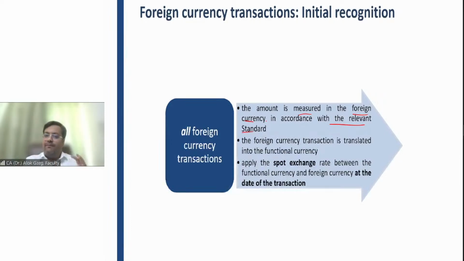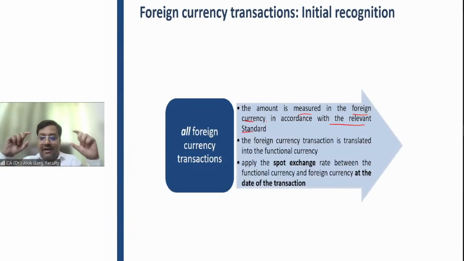So inventory account debit to trade payable. This entry is not given by Ind AS 21. Ind AS 21 has told that first of all you have to pass an entry. What entry you will pass as per the respective standard? Inventory account debit to foreign supplier account 1 lakh US dollar. But our books are in INR. So now we need to convert 1 lakh US dollar to INR.